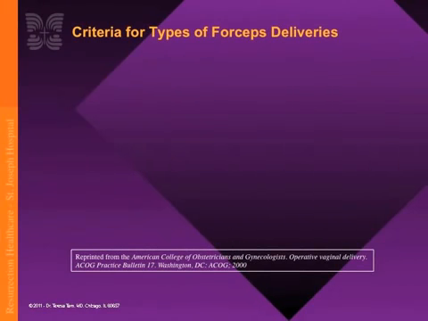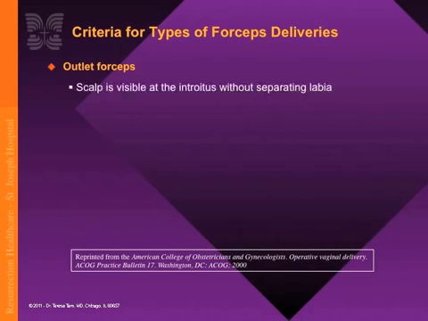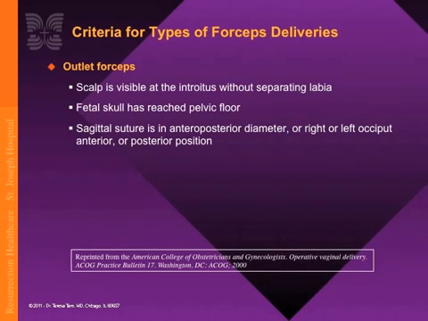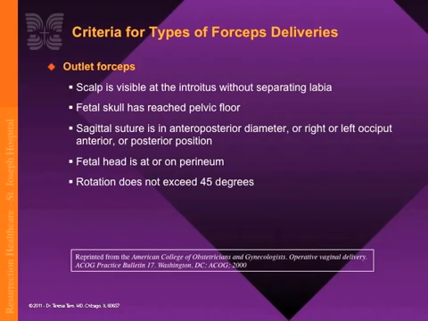The criteria for the 4 types of forceps deliveries include the following. Number 1, outlet forceps criteria is fulfilled when the fetal scalp is visible at the introitus without separating maternal labia, the fetal skull has reached the pelvic floor, sagittal suture is in anterior-posterior diameter or right or left occiput anterior or posterior positions, fetal head is at or on maternal perineum, and rotation does not exceed 45 degrees.